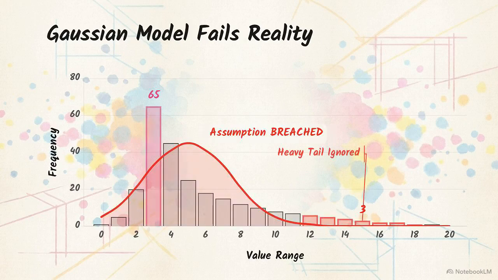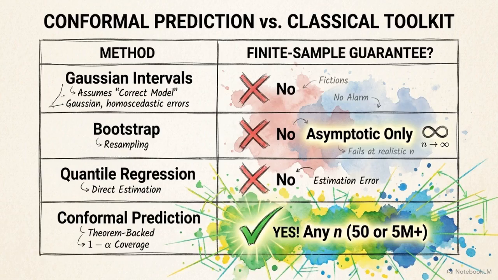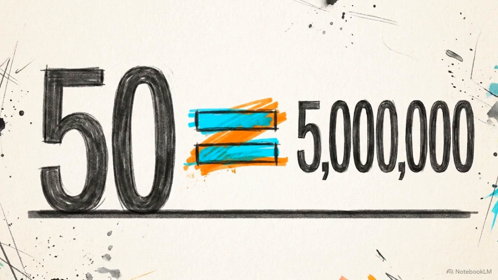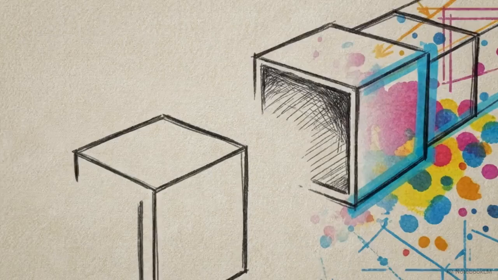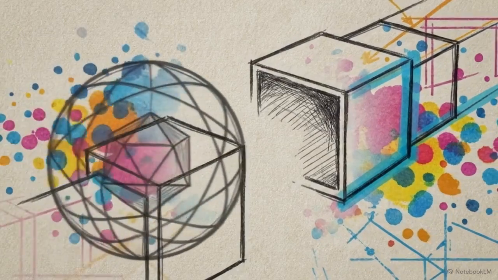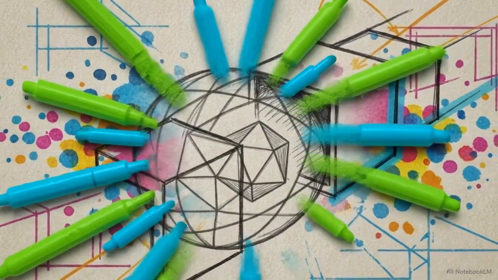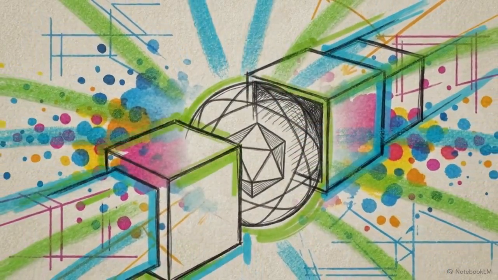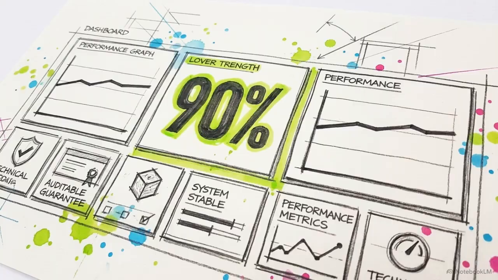Bootstrap methods fail because their guarantees are asymptotic, meaning they only truly hold as the sample size approaches infinity. Conformal prediction provides the only finite sample guarantee. This coverage statement holds as firmly at a sample size of 50 as it does at 5 million. Since it makes no parametric assumptions, it composes flawlessly with any modern machine learning stack, from gradient boosters to deep neural networks. Reliable production deployments require the auditable frequency claims that only a finite sample guarantee can provide.